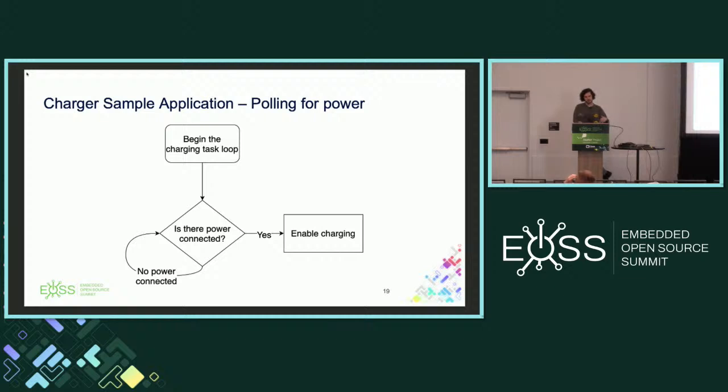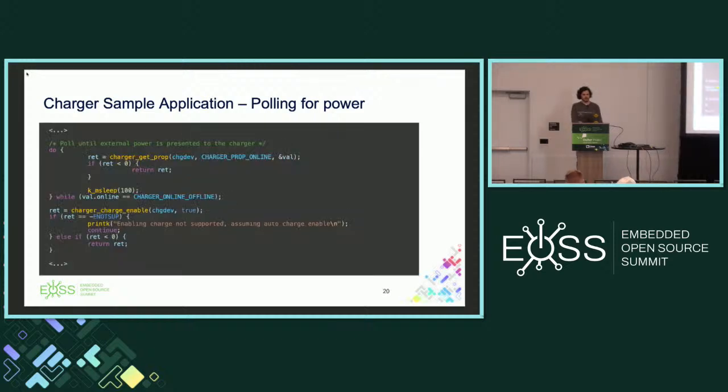So we enter the task loop, we've probed, we've initialized, and the first thing in the charging task that we ask ourselves is, is there power connected? If not, don't do anything, wait a while and see if there is power connected. If so, try and charge the battery. This is what it looks like. Just grab that charger online property, and if it's offline, hop out of that infinite do while and hit the charge enable handler and try and charge a battery.